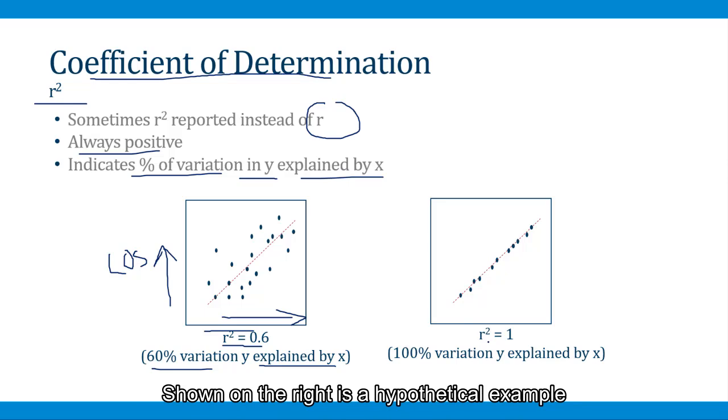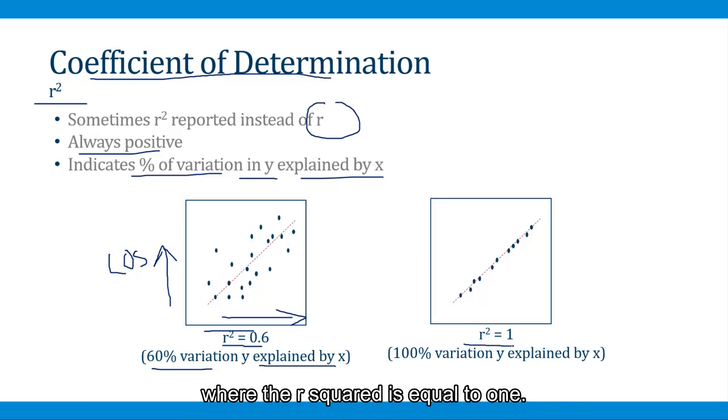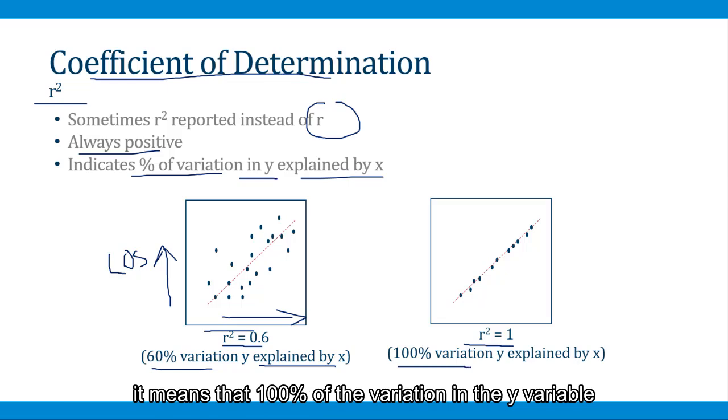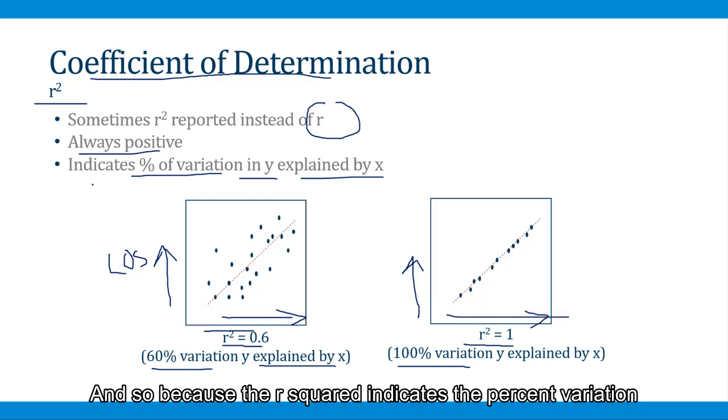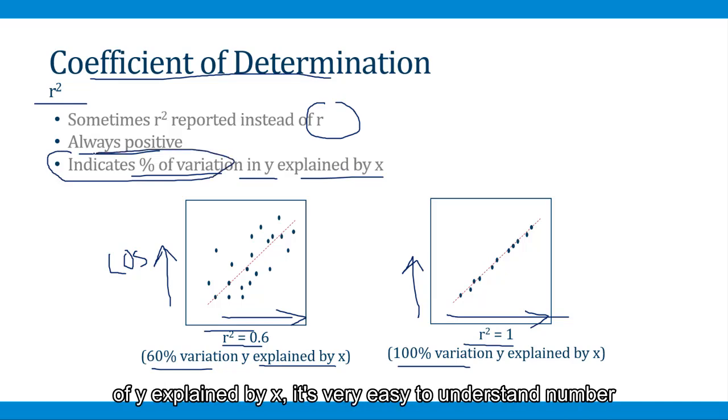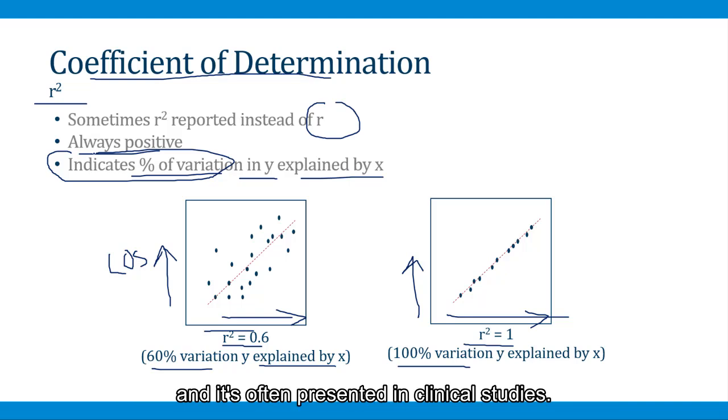Shown on the right is a hypothetical example where the R squared is equal to 1. Situations like this are very rare in studies, but if you ever find one, it means that 100% of the variation in the Y variable is explained by variation in the X variable. And so because the R squared indicates the percent variation of Y explained by X, it's a very easy to understand number and it's often presented in clinical studies.